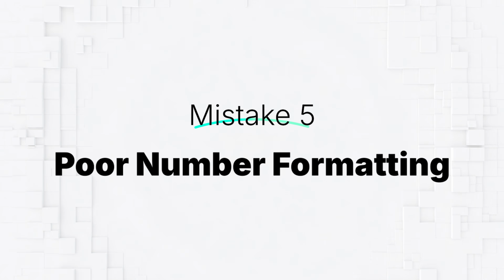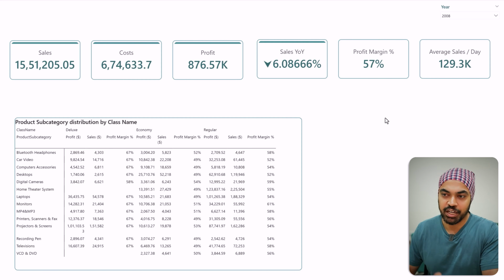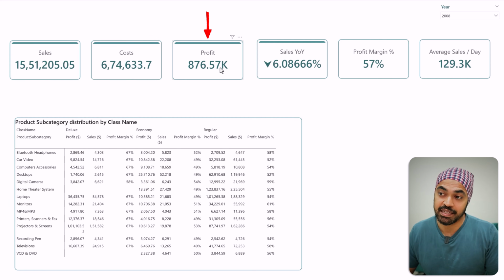The next thing that freaks me out when I take a look at reports and visualizations is poor number formatting. Take a look at the dashboard currently, which is half cooked at the moment. We have sales, but there is no dollar sign here. We have cost, but there is again no dollar sign here. Profit has a K, which is not consistent with the other two. There are far too many decimal places right here and all of that.